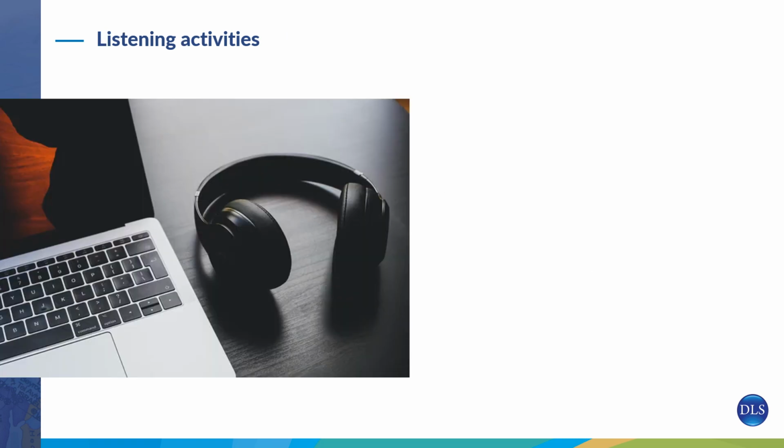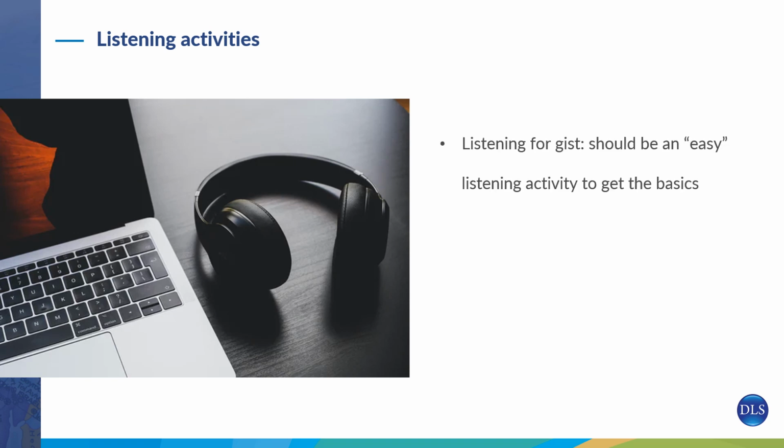For listening activities, after you've done pre-listening, we're going to look at two types of listening activities. One is listening for gist. So this should be an easy listening activity where the student just tries to understand some basic information about the audio. So maybe where or how many people or what type of conversation it is. After that, the student can listen again, this time listening for more details, so listening for detailed comprehension.